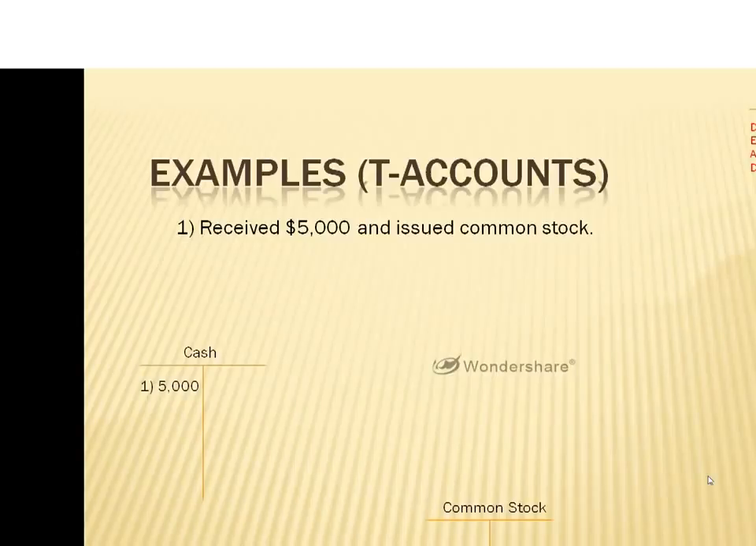Now, if we have issued common stock to shareholders, we look at our chart and we know that common stock is under owner's equity. So we will have a credit balance under common stock. Now as you look at this transaction, we have a debit and a credit, and everything balances nice and neat, so this transaction is complete.